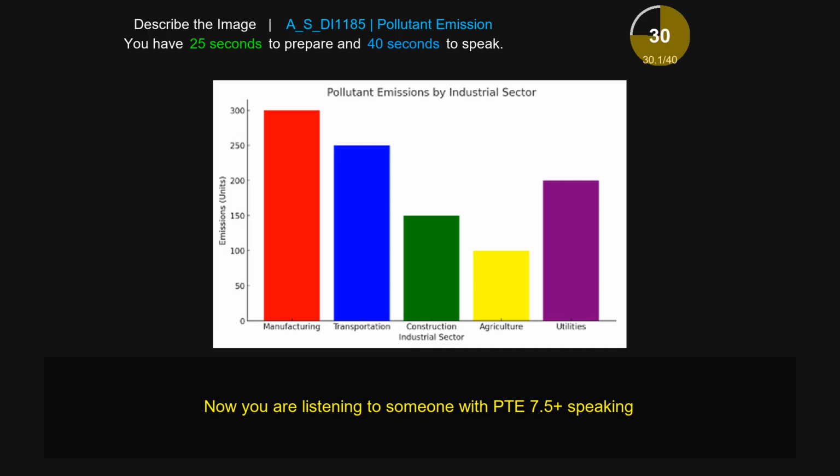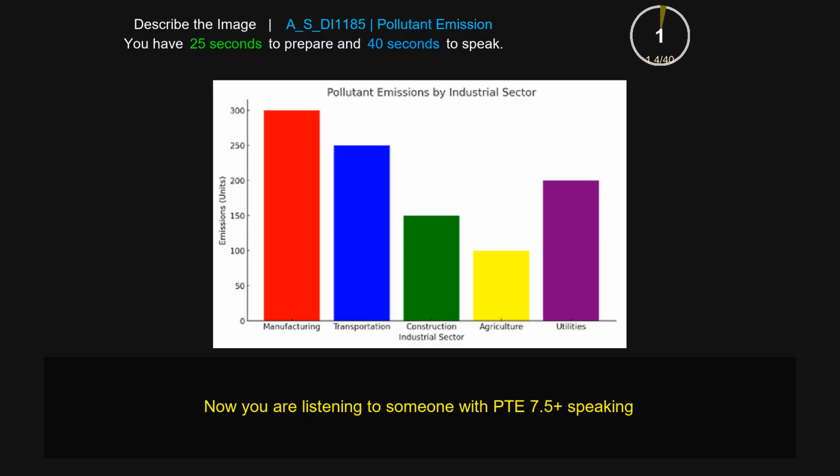The image provided is a bar graph that gives the information about the pollutant emissions by industrial sector. While the x-axis talks about the industrial sectors such as manufacturing, transportation, construction, agriculture, utilities, the y-axis talks about the emission in units ranging from 0 to 300. We can clearly see that manufacturing has the highest number of emissions in units, which is 300, and agriculture has the lowest. Overall, the picture was very informative.